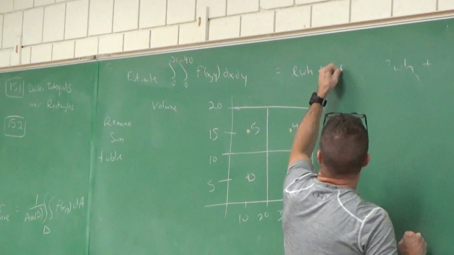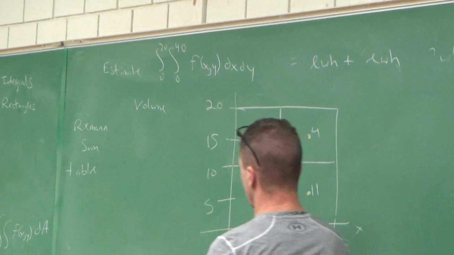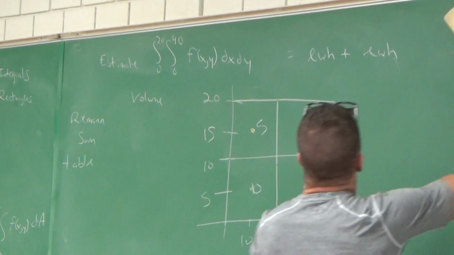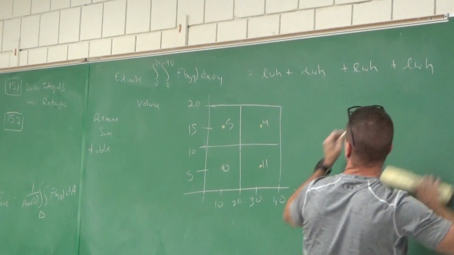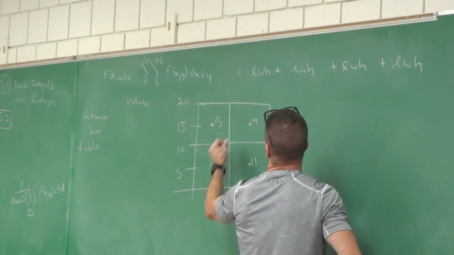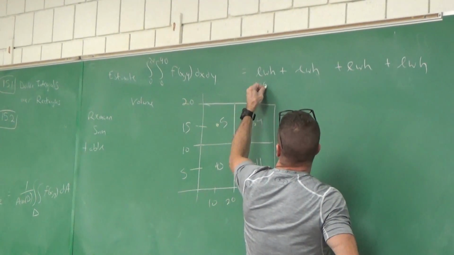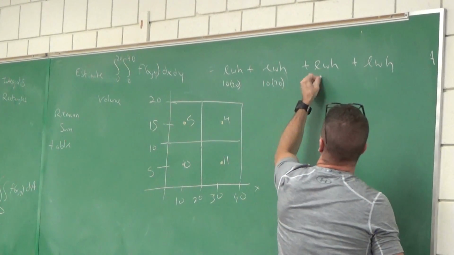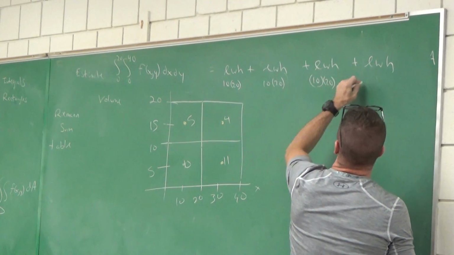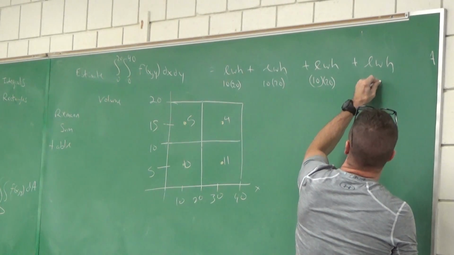Length with height. Length with height. 2 more length with heights. Every length and width was 20 by 10, right? 10 by 20, 10 by 20, 10 by 20, 10 by 20, but what were the 4 heights? Or in this case, water depths.